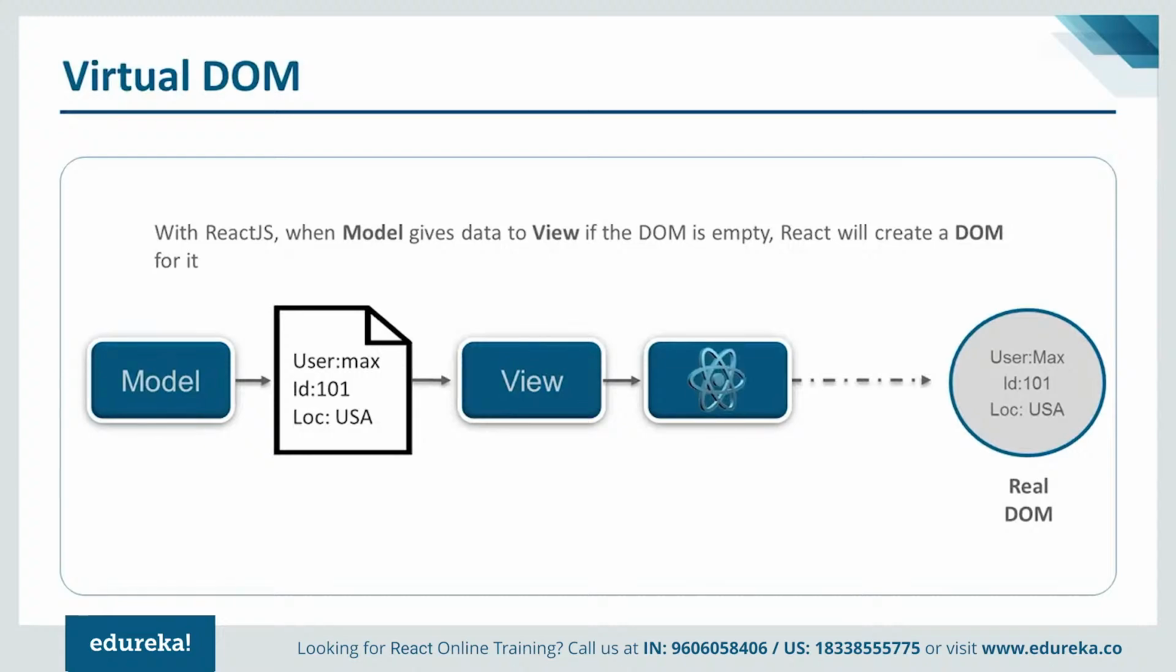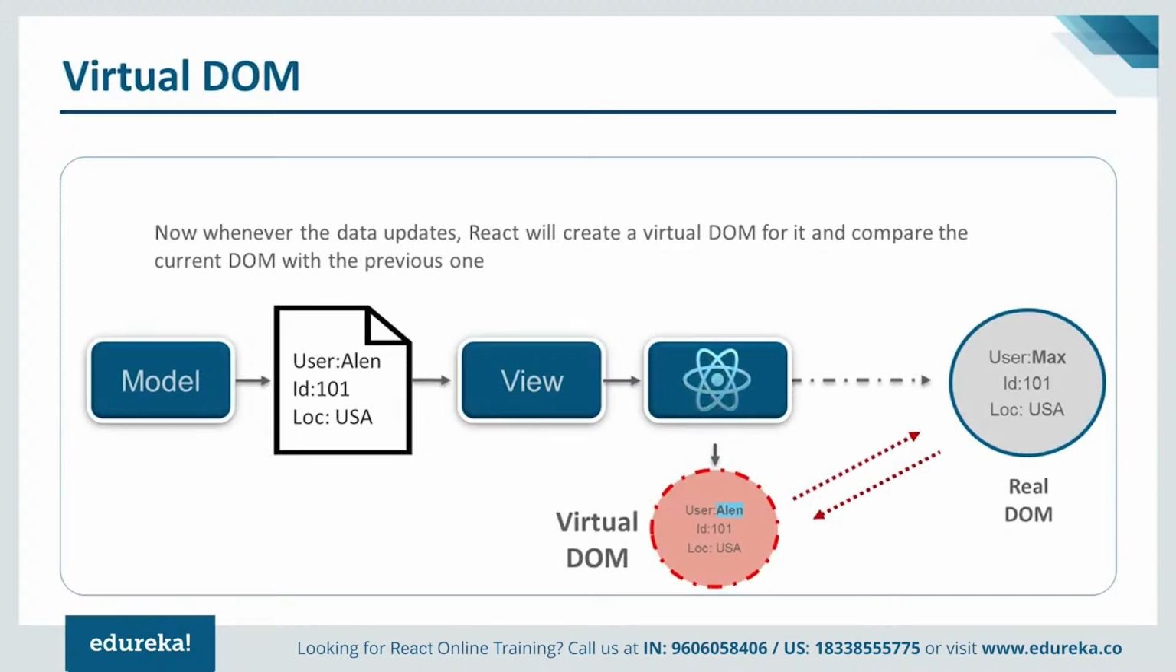With React, between the real DOM and the browser or the view, we have this virtual DOM, which understands how the DOM will be updated. With React.js, when the model gives the data to the view, if the DOM is empty, React will create a DOM for it. Whenever the data gets updated, React will create a virtual DOM, compare it with the previous one, and only apply those changes which are different.